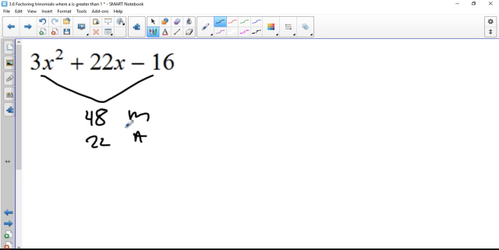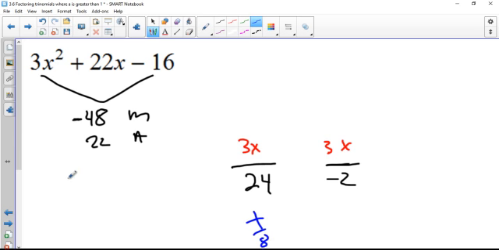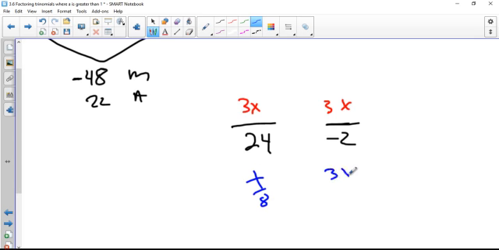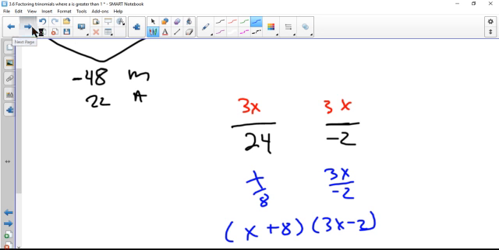Oh, this should be minus 48, sorry. Multiplies to minus 48, adds to 22, so it'll be 24 and minus 2. So we've got positive 24, minus 2. You can go through your table and find those values, and then I'm going to write my 3x above. I can pull a 3 from each of these, leaving me with x plus 8 and 3x minus 2. So our answer is x plus 8, 3x minus 2. You can go back and check using the method.